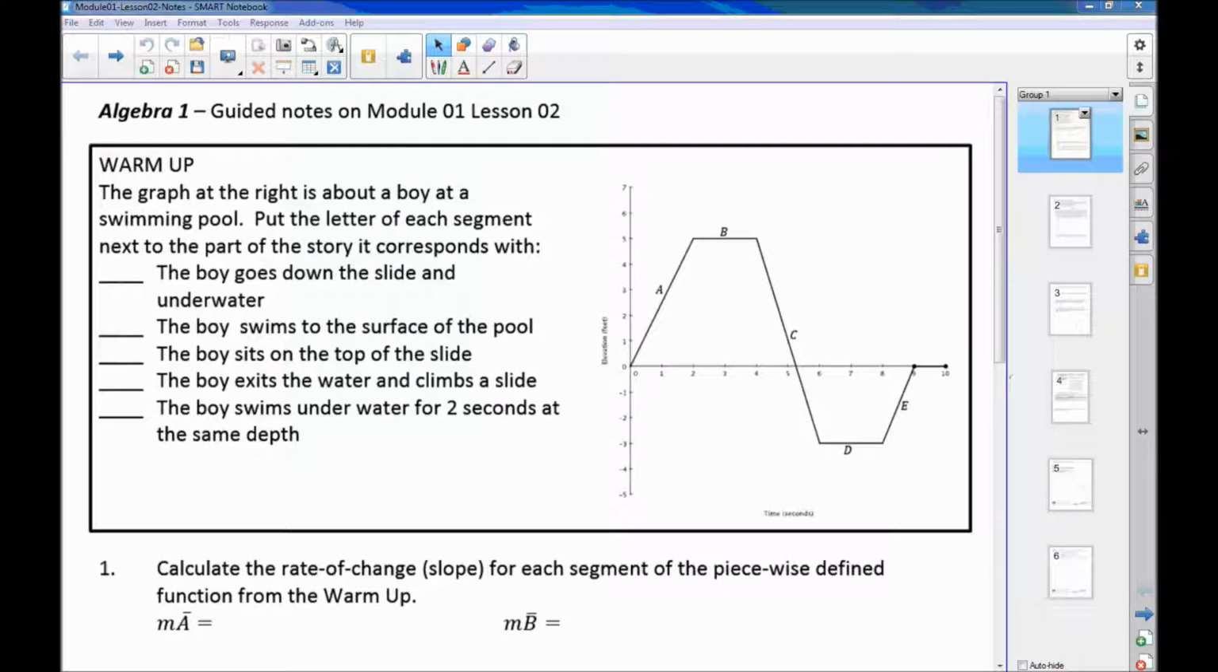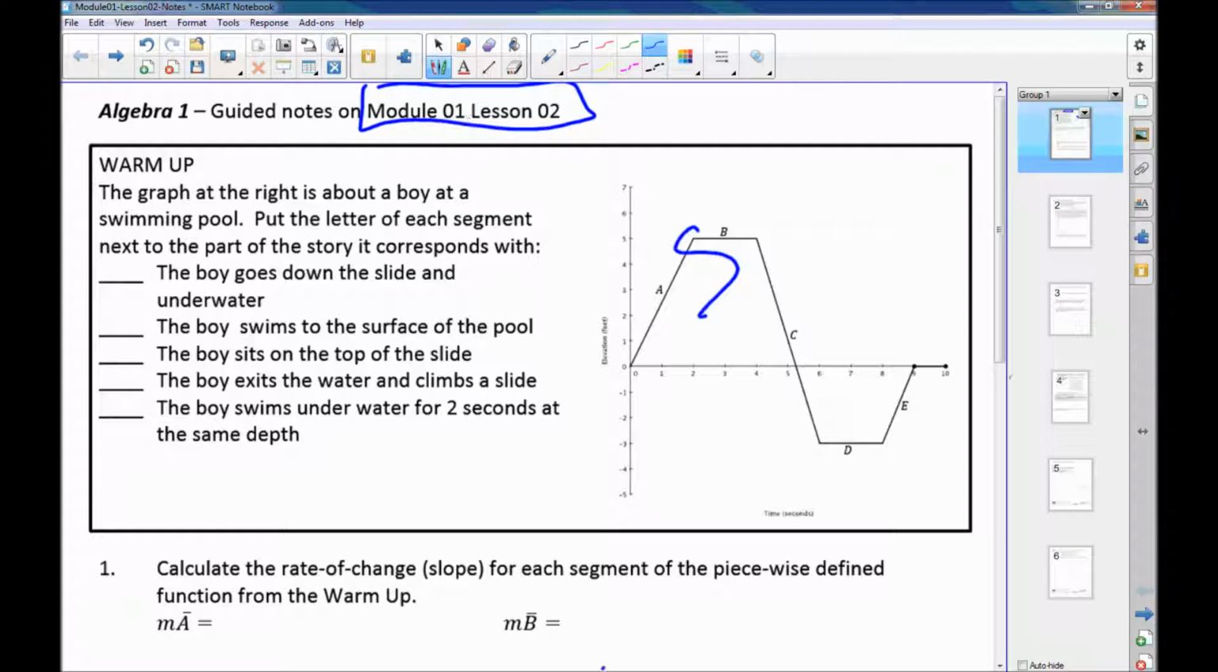Today we are covering Module 1, Lesson 2 of the EngageNY curriculum. However, there is extra stuff on here. All right, so our warm-up graph at the right is about a boy at the swimming pool. Put the letter of each segment next to the part of the story it corresponds with. So we have 4 parts to the story.